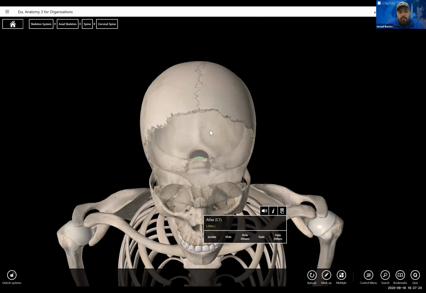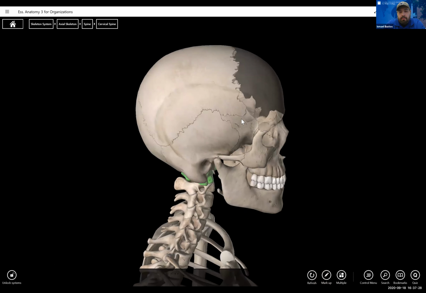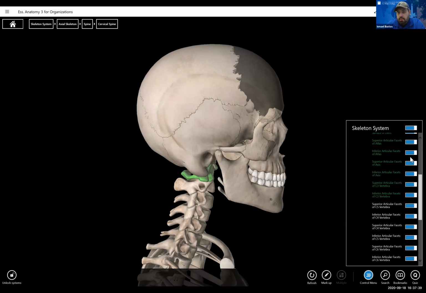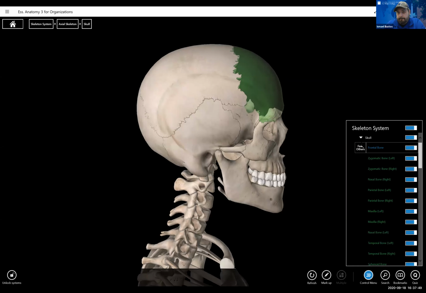So let me turn it this way. So let me draw on here. There's a control menu. What does control menu do? I'll mess with that later. Okay. So let's write on here.